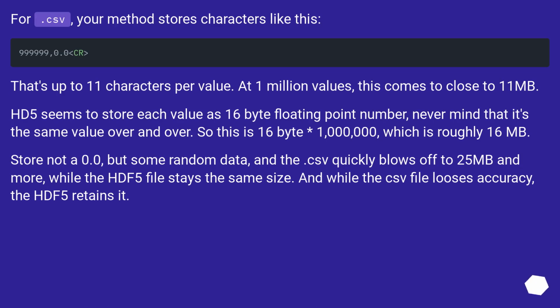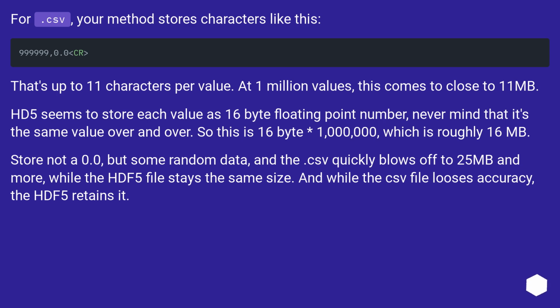For .csv, your method stores characters like this. That's up to 11 characters per value. At 1 million values, this comes to close to 11 MB. HDF5 seems to store each value as a 16-byte floating point number, never mind that it's the same value over and over. So this is 16 bytes times 1 million, which is roughly 16 MB.